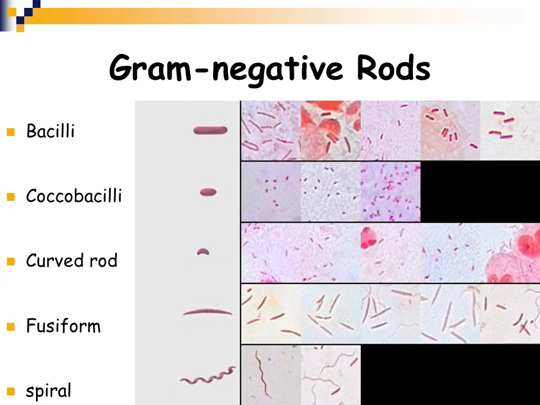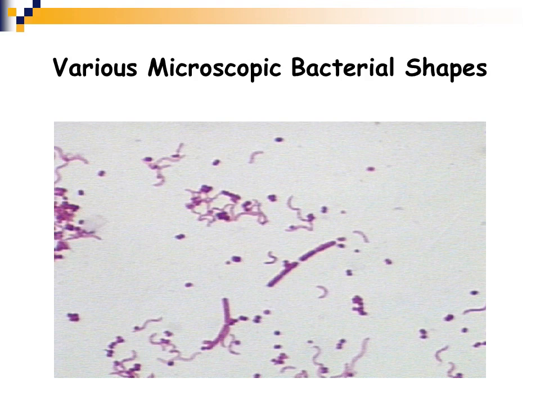Gram-negative rods, we have gram-negative rods or bacilli. Again, we have that coccobacilli, the very teeny tiny bacilli. There are some bacilli that are curved, like our vibrios have a curved form to them. You have fusiform, which are very thin and tapered at both ends, and then our spiral organisms. And here we have a micrograph of various shaped organisms.